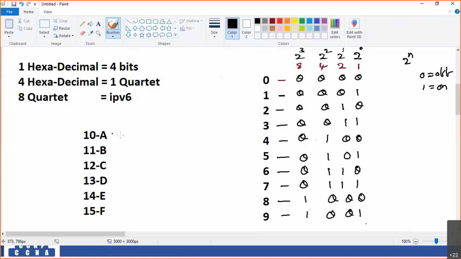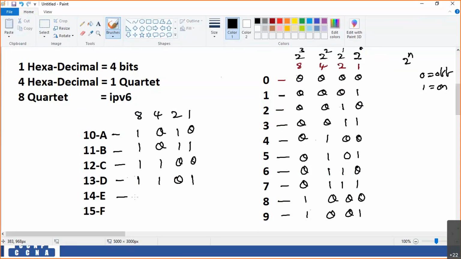Now what about A? How can I write A in binary? Same, 8, 4, 2, 1. A is 10, so 8 plus 2 is 10, so 1010. B is 1011. What about C? 1100. D is 1101. E is 1110. F is 1111. So that is the first statement here: 1 hexadecimal number is equal to 4 bits, right?